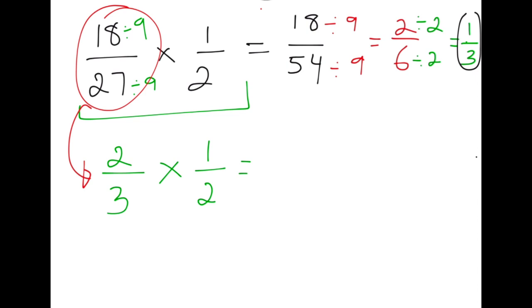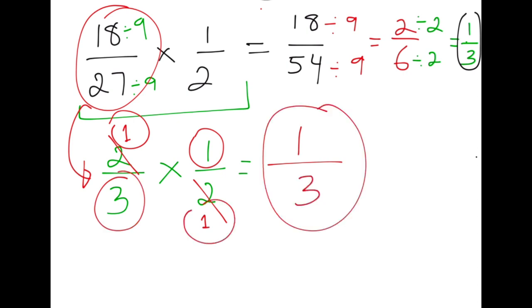So I can simplify 2 with 2. It becomes 1, it becomes 1. 1 times 1 is 1. 3 times 1 is 3. I get my answer. So what I did here may be confusing, but it's all about simplifying first.